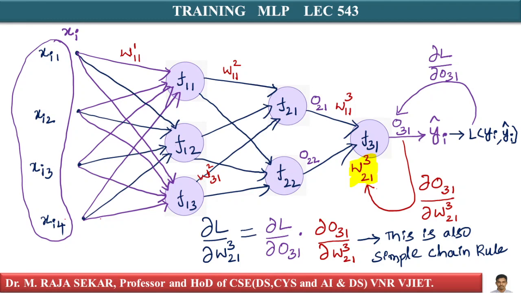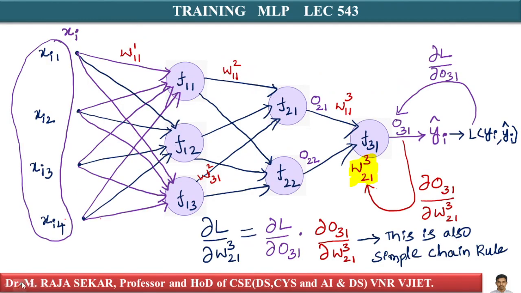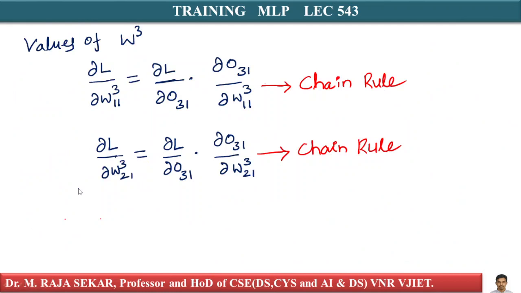Therefore, I can write these two as the values for W3. What is W3 here? Here W3 means this weight I have, this weight I have. This is W3, isn't it? I must calculate the partial derivative of L with respect to this, with respect to W311, W312. In that case, I completed the partial derivatives of L with respect to W3.